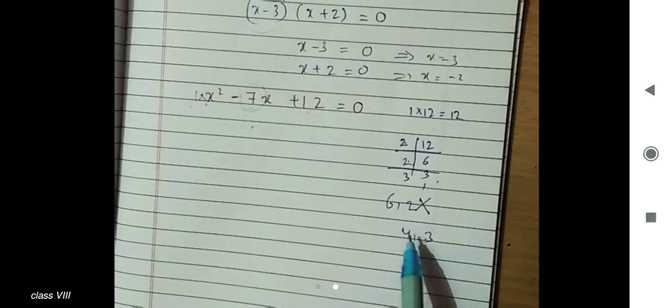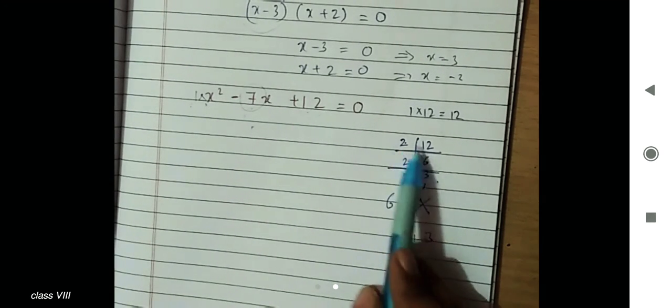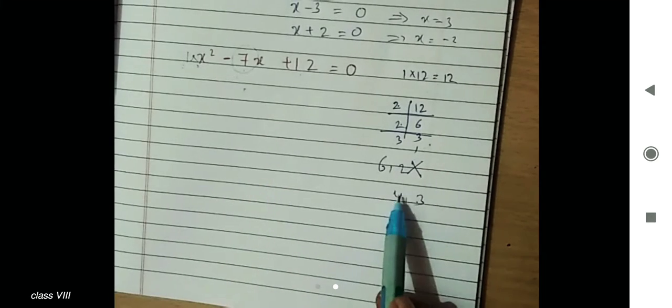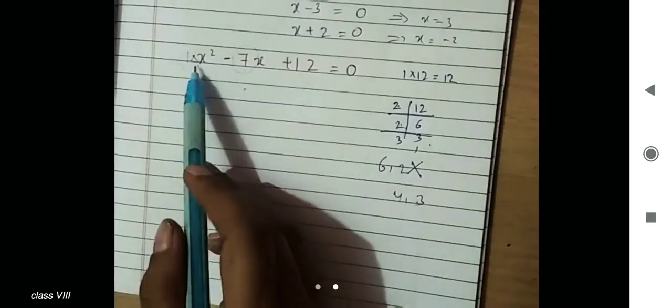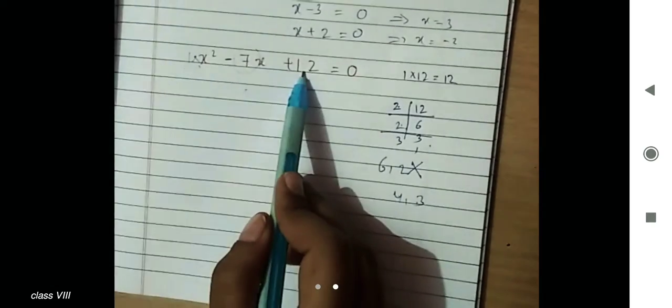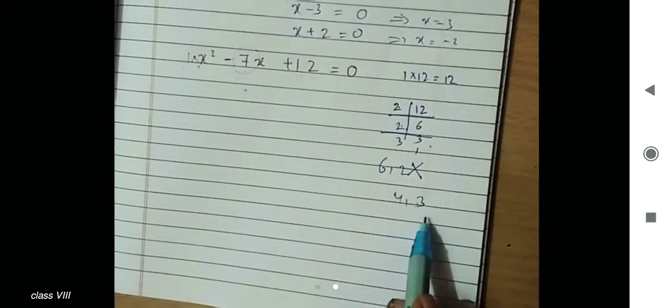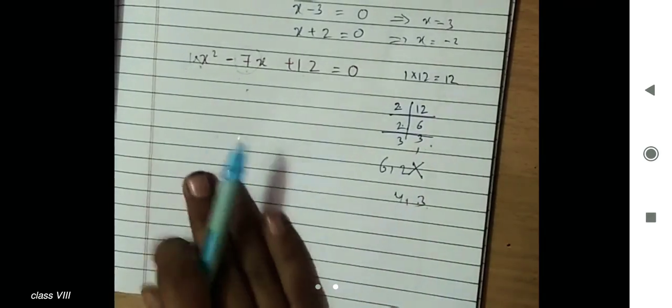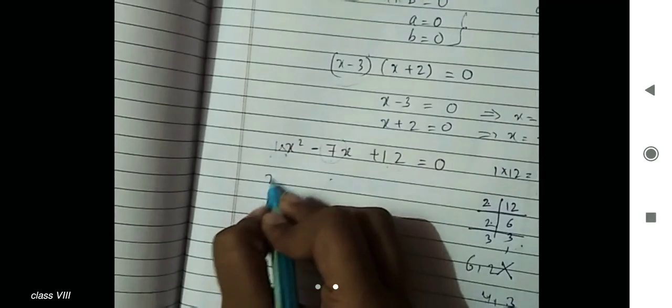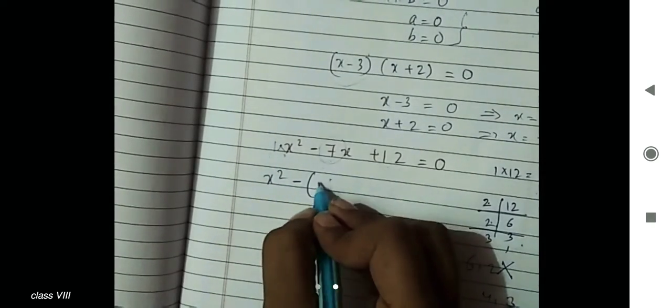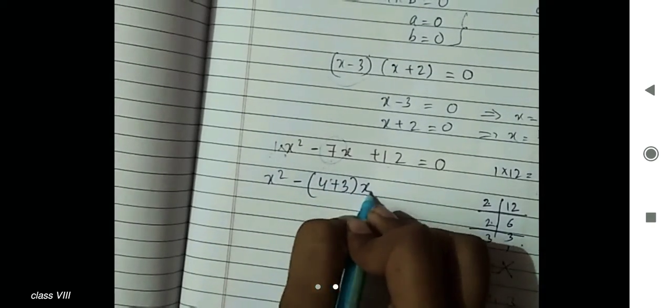The reason why we are choosing these two numbers only from here is that if we multiply those two numbers, the product we get should be 12. So 4 times 3 is giving you 12 and 4 plus 3 is giving you 7. That's why we are using this. So x square minus, in place of the 7 I can write 4 plus 3, x plus 12.